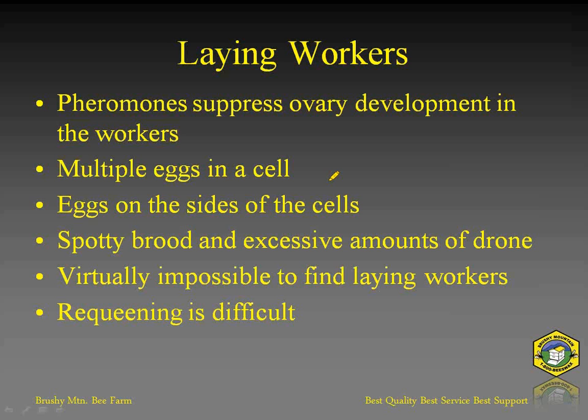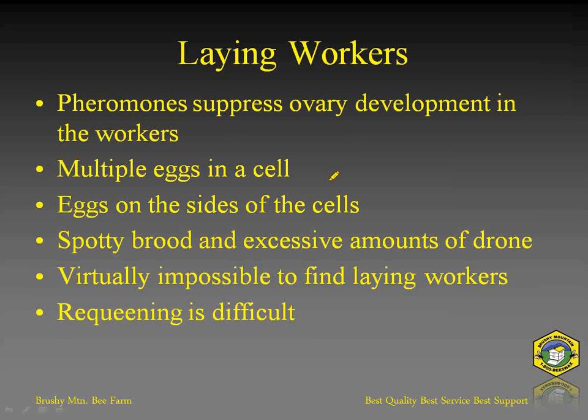You may be thinking, okay, so if I've got a laying worker, I'm going to hunt through that colony, find her, and kill her off, and problem solved. Well, if you've worked bee colonies and you've tried to find a queen, you know that finding a queen can be very difficult. Finding a laying worker is virtually impossible because she looks just like all the other workers. Her abdomen may be slightly enlarged, but not nearly to the point that a queen's abdomen is enlarged. So it's very, very difficult to find that laying worker.